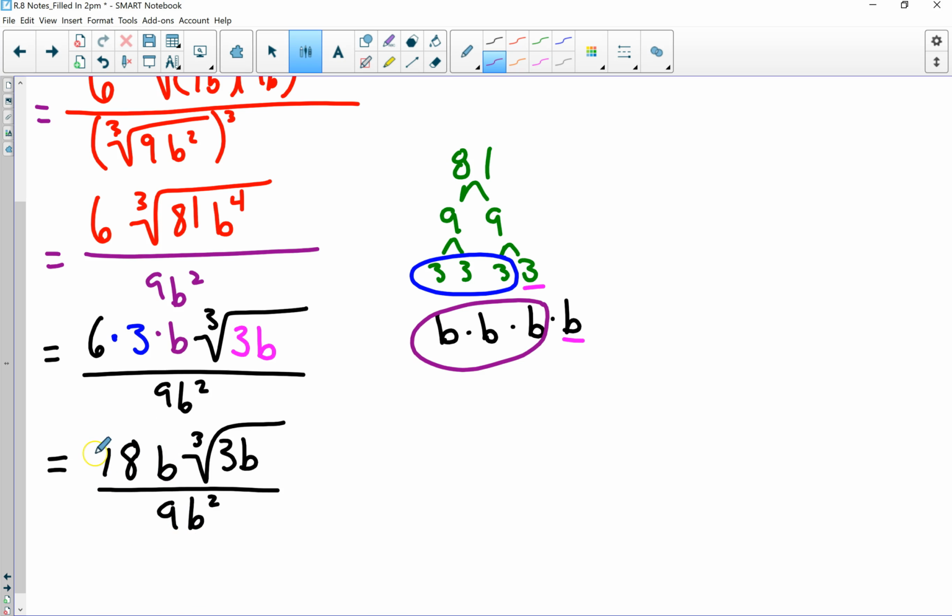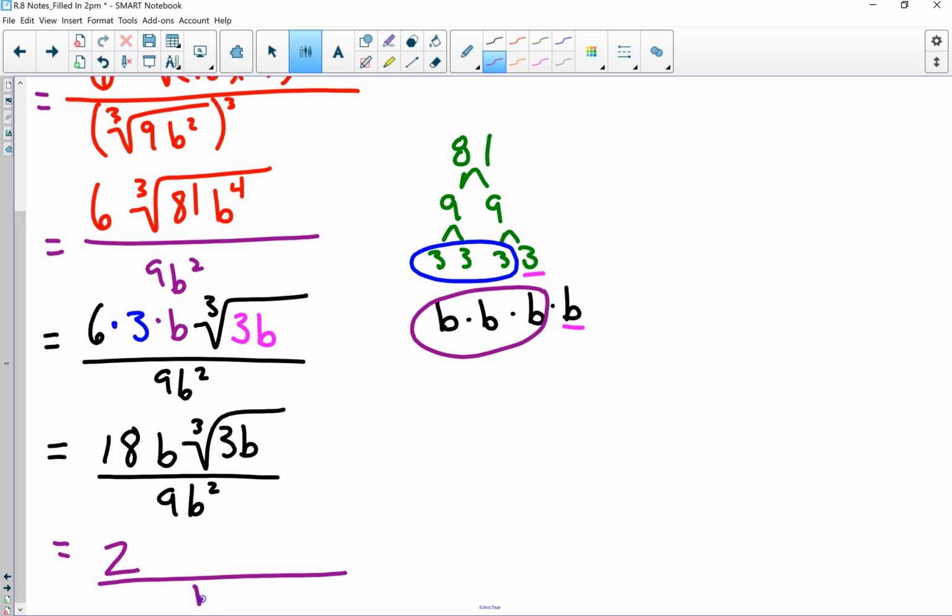I can simplify the 18 and 9. Those actually divide, leaving a 2. And I can also get rid of one of the b's. I have a b on top and a b on bottom. So we can cancel one of the b's, leaving a single b on the bottom. And then the cube root of 3b has to stick around.